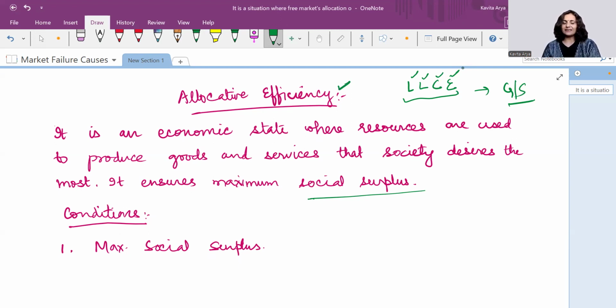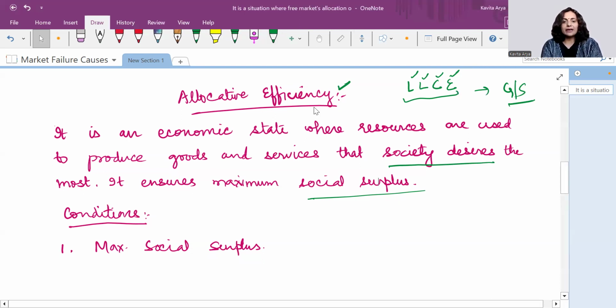So let's understand it more deeply. What does it mean? It's an economic state where resources are used to produce goods and services that society desires. This is a very important point, the most, and it ensures maximum social surplus. So let's understand when can we have this allocative efficiency attained. There are certain conditions to it.